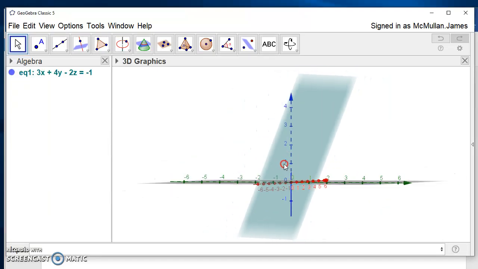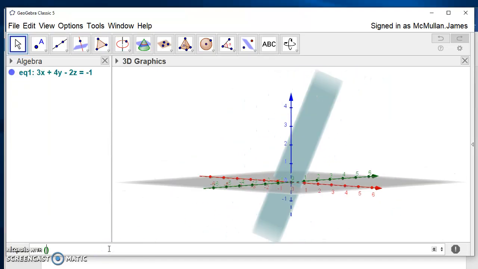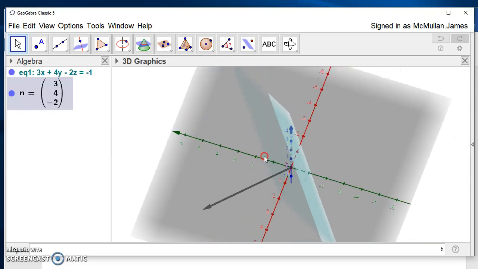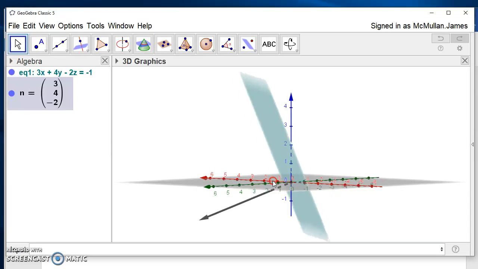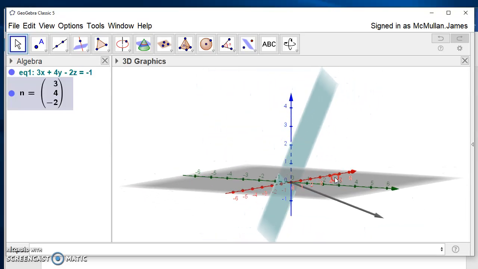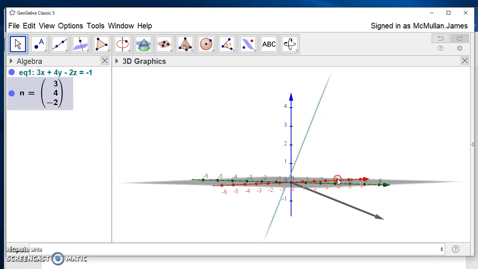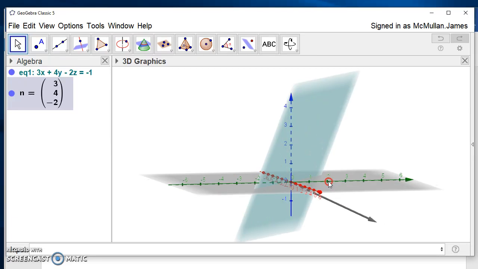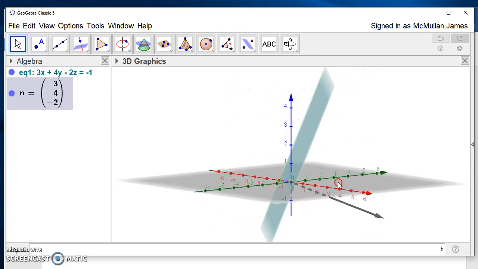So what I'll demonstrate here is drawing the vector n equals (3, 4, -2). And when I do that, you can see that that vector is perfectly perpendicular to the plane. And this is actually a different way to define a plane altogether. You can define a plane using a point in space plus a normal vector, because every single point on that plane is going to be perpendicular to that normal. Every single vector on that plane will be perpendicular to this normal.